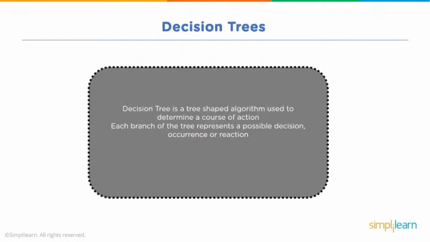Let's go ahead and take a look at decision trees, a very different way to solve problems than the linear regression model. A decision tree is a tree-shaped algorithm used to determine a course of action. Each branch of a tree represents a possible decision, occurrence, or reaction.